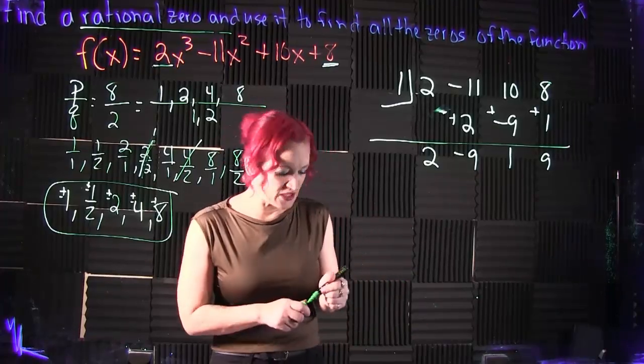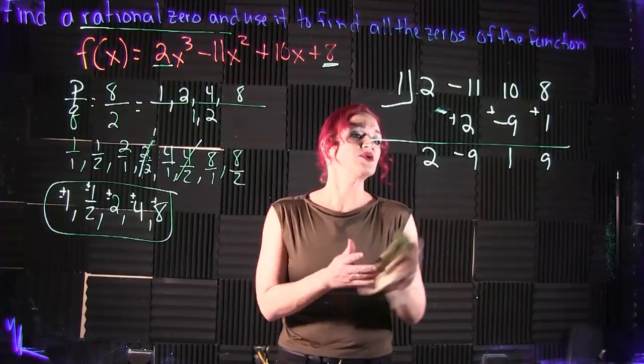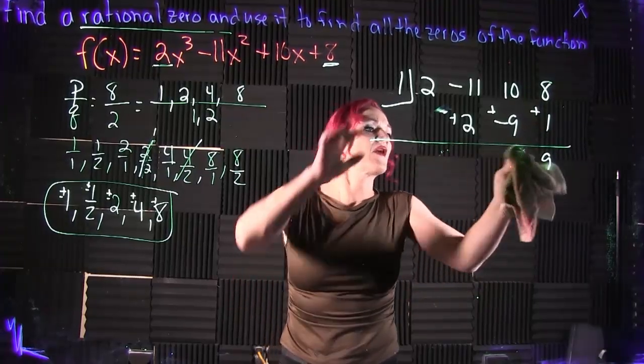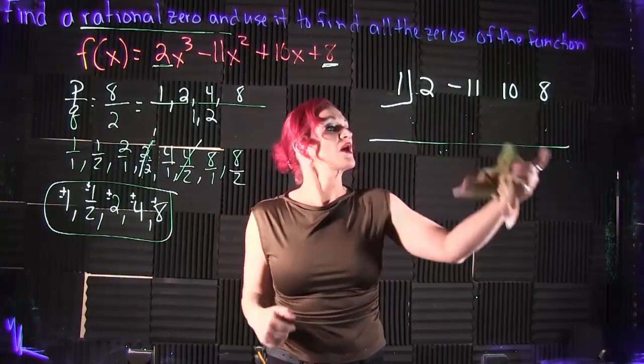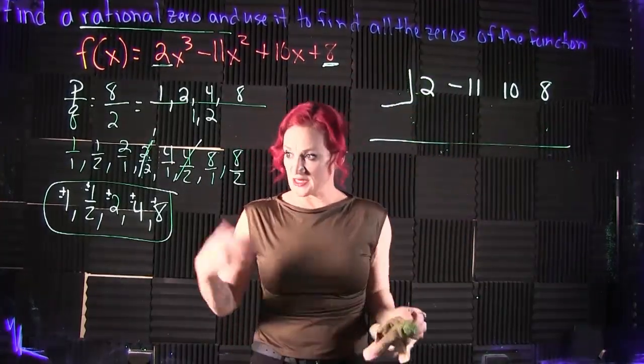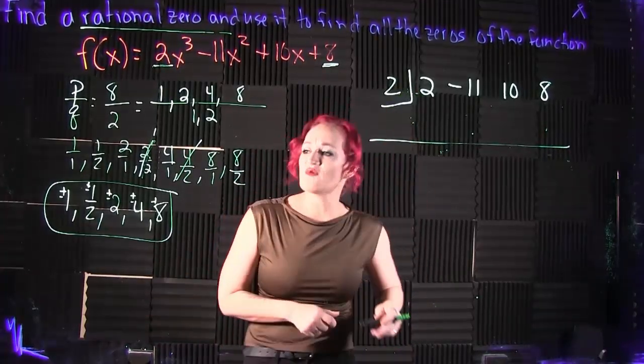That did not help us. Remember, we're hoping to get a 0 in our remainder column, and that's going to signify that the number we tested is a zero. Since we did not get a 0 in that position, we need to test another number until we find one that works. I'm going to move on to 2.